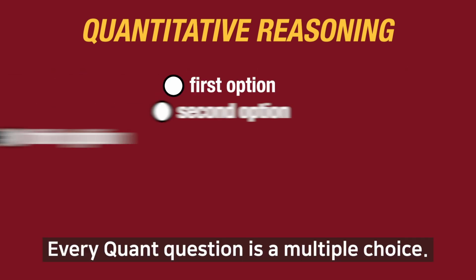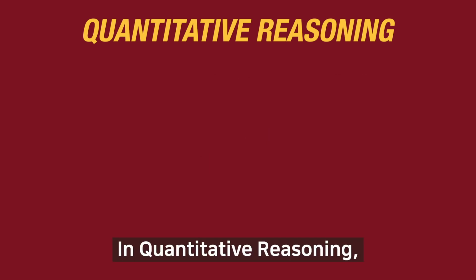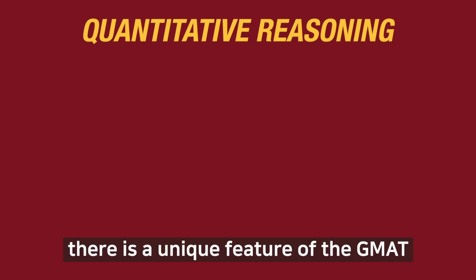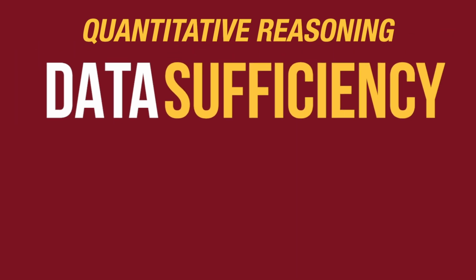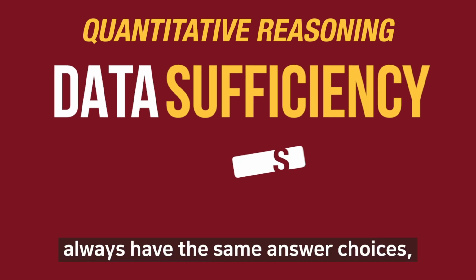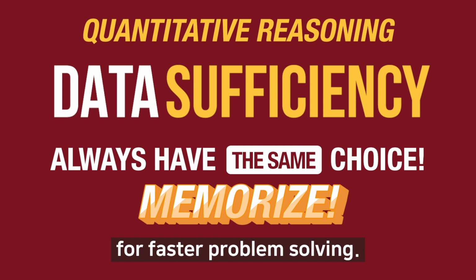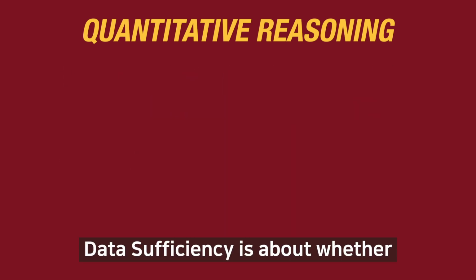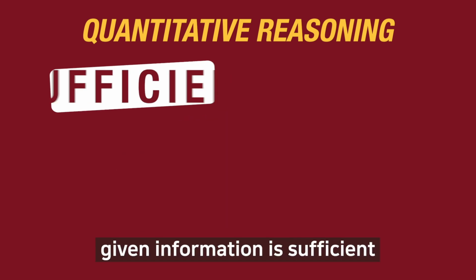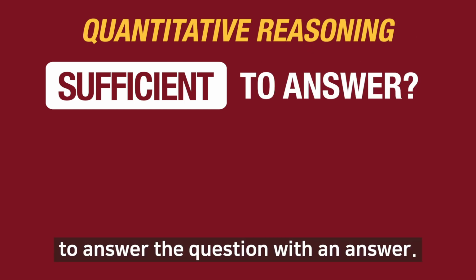Every quant question is multiple choice. In Quantitative Reasoning, there is a unique feature of the GMAT called data sufficiency. A data sufficiency question always has the same answer choices, so you should memorize these answer choices for faster problem solving. Data sufficiency is about whether the given information is sufficient to answer the question.